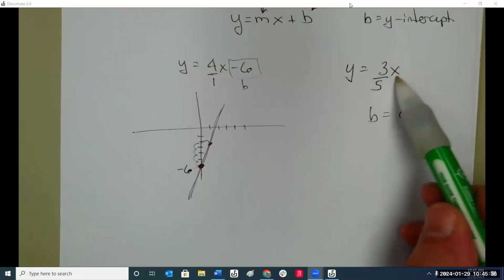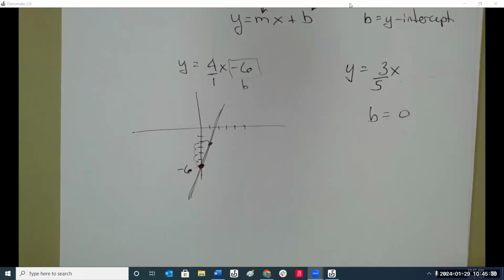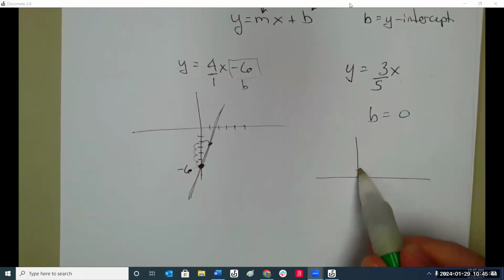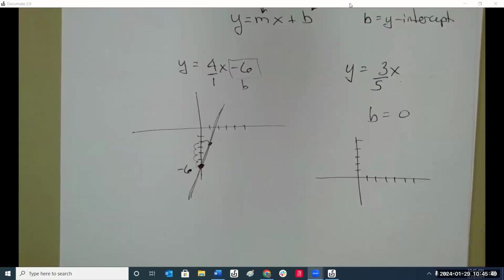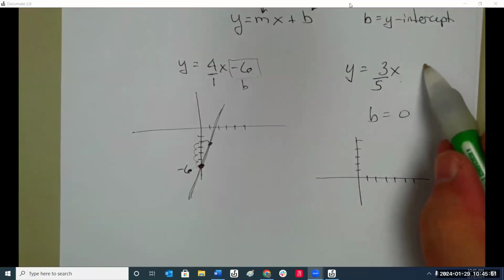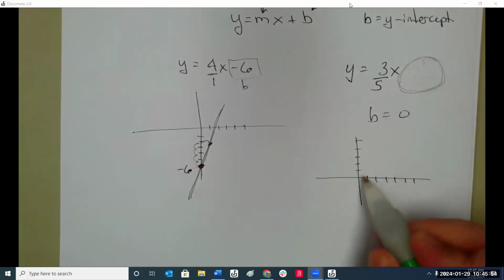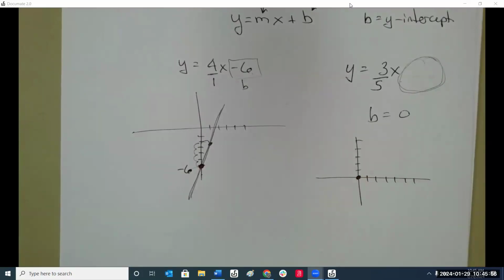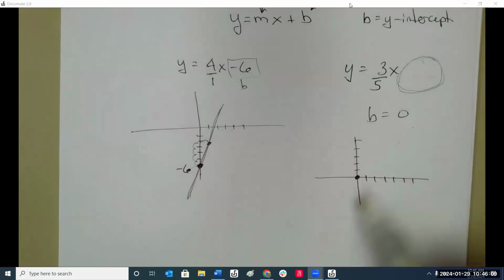If I gave you this equation, since there's no number here, the y-intercept is 0. Why is it the origin? Yes, but why is the y-intercept? Why is the intercept here at 0, 0? How do we find the y-intercept?